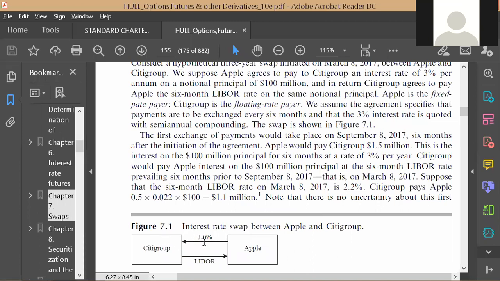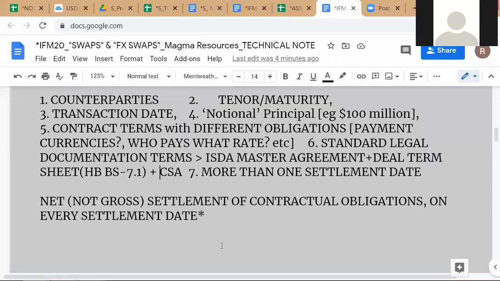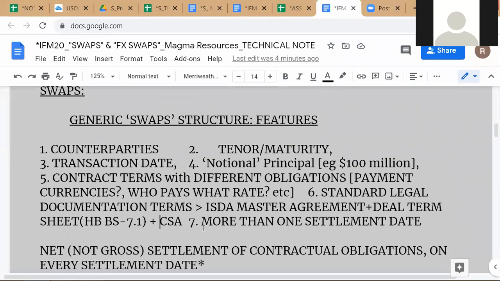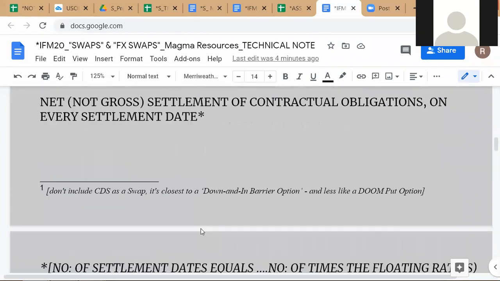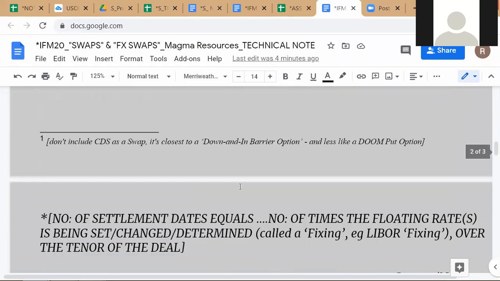They look at the terms of the deal and they say, okay, this is what we have to exchange, but let's find out what the LIBOR fixing was 6 months ago. So let's find out what Citigroup owes. If it is more than 3%, then Citigroup will make the net differential payment to Apple. Otherwise, Apple will make the differential payment to Citigroup. So that's how it is settled. The point to understand is that this is happening on every settlement date, and there is more than one settlement date. That's an important feature of a swap. So this is the basic swap structure, and we have discussed all this.